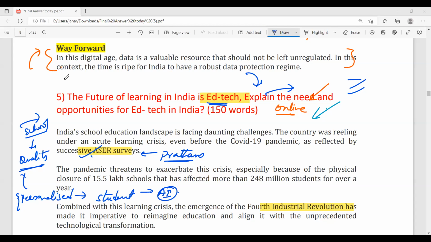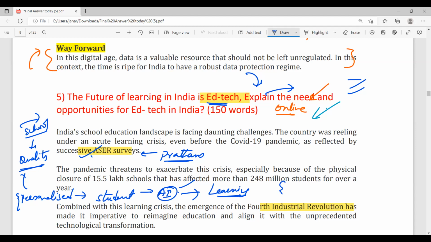Personalized, student-specific things AI can create. A teacher can't monitor everything. A teacher can't manage the requirements of each and every student. So these techniques can be used. Technology can always be used to enhance the learning experience, no doubt. Not only AI, but also data analysis.